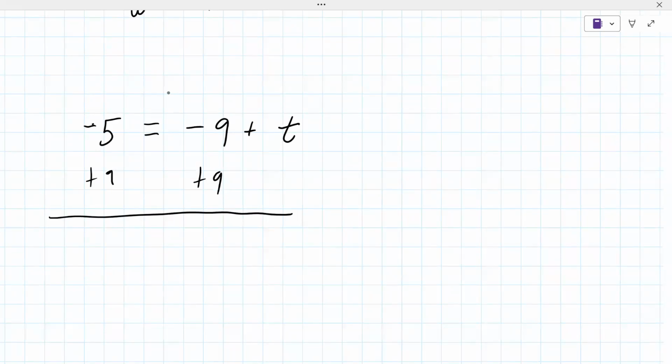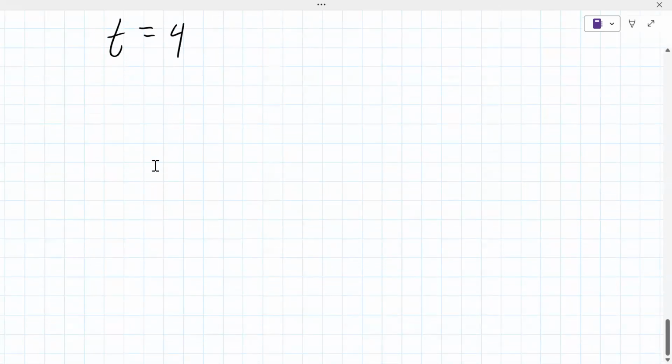My answer is t equals 4. Very good. Okay. Did you get these examples down in your paper? So I'm going to give you 4 problems. Try it. All right. Here we go.